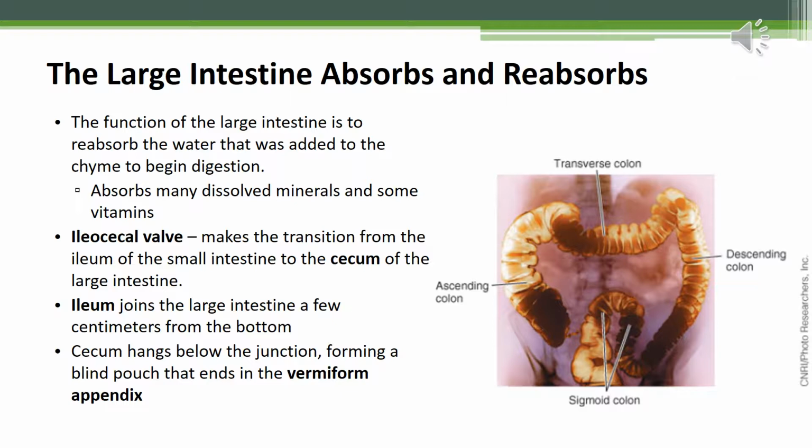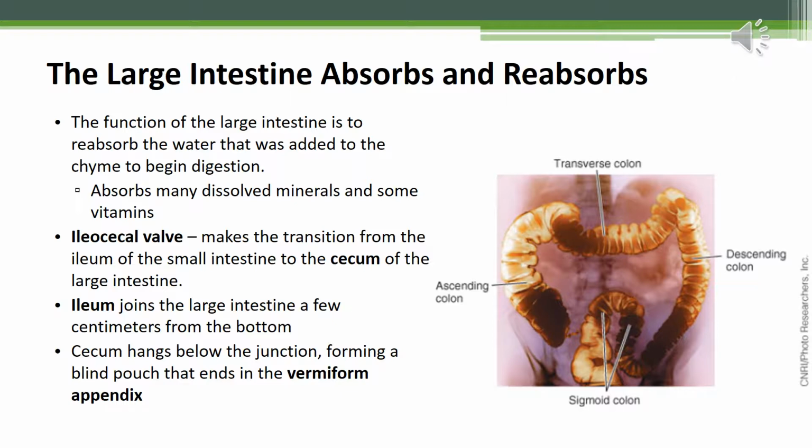Now we're going to move back to the GI tract and talk about the large intestine, which absorbs and reabsorbs water, vitamins, and minerals. And that's its primary function, to reabsorb the water so we don't lose it when we defecate. We also need to reabsorb these dissolved minerals and vitamins because we'll need them for other processes.